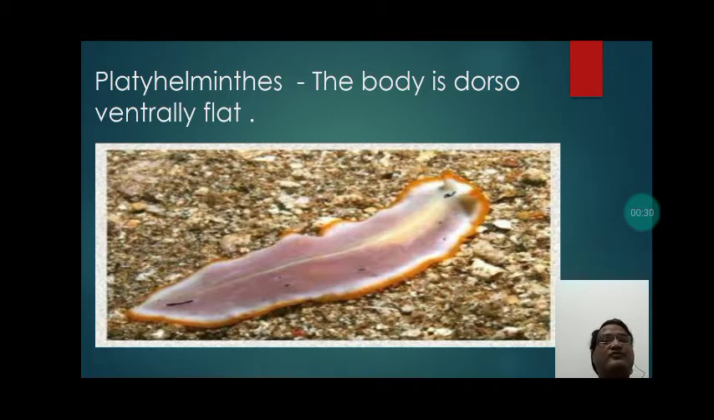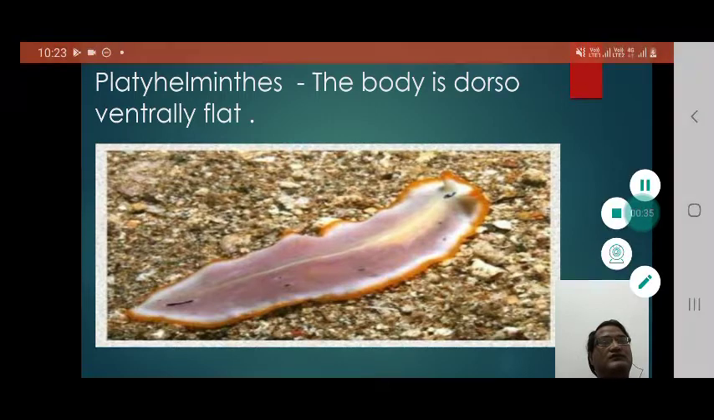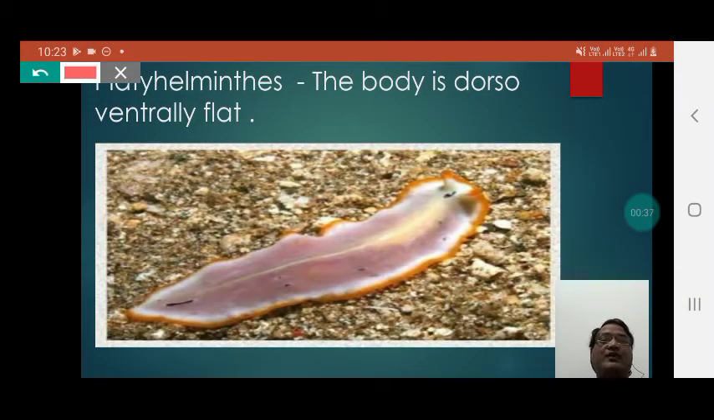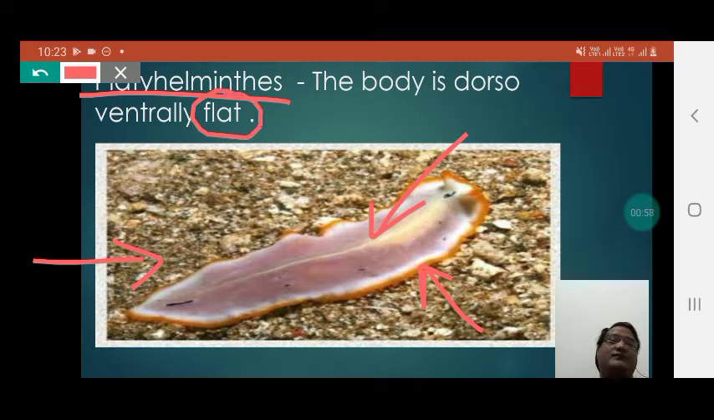The body is dorsoventrally flat. So students, the most important feature of platyhelminth is that their body is dorsoventrally flat. If you concentrate on this picture, you can easily notice that the front part and even the back part of the organism appears quite flat, and this is why it is called dorsoventrally flat.